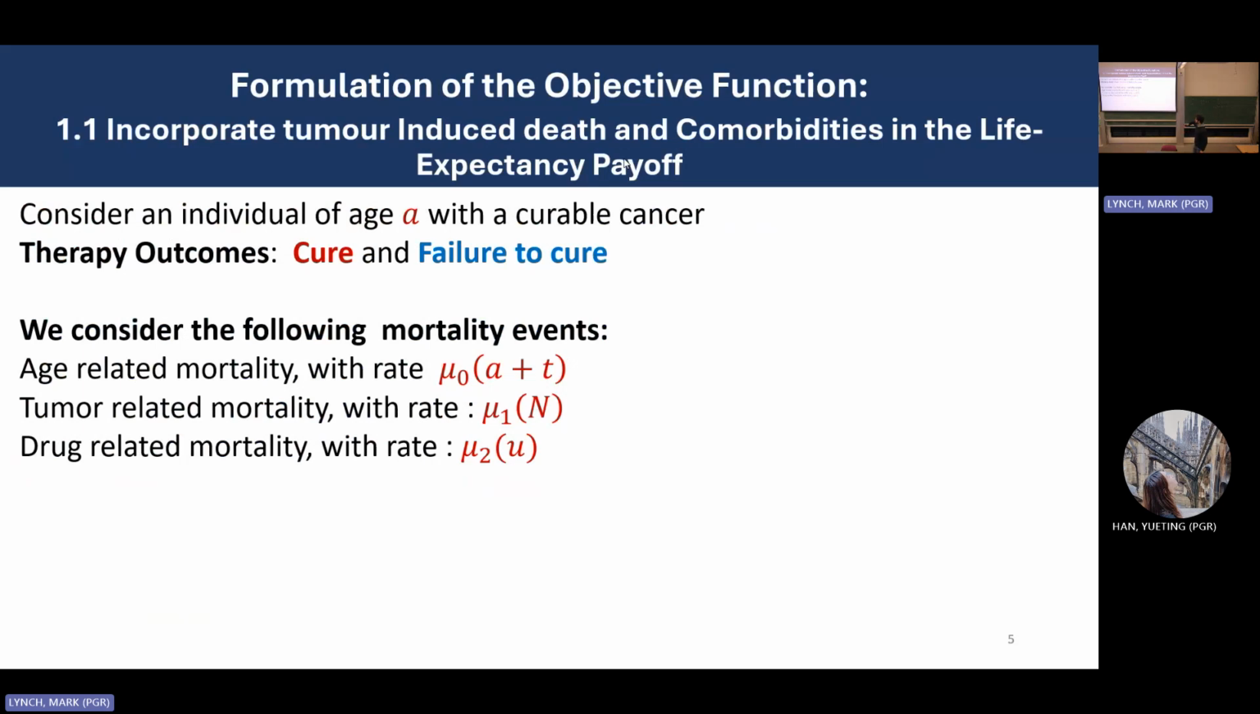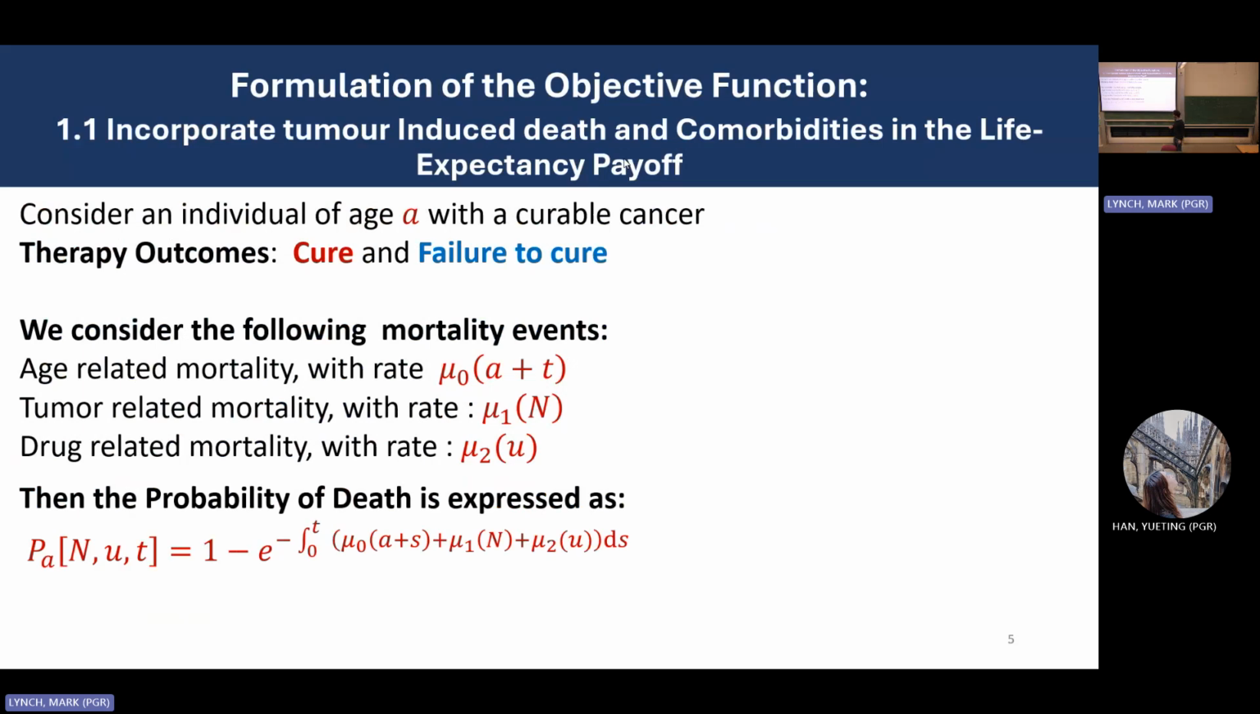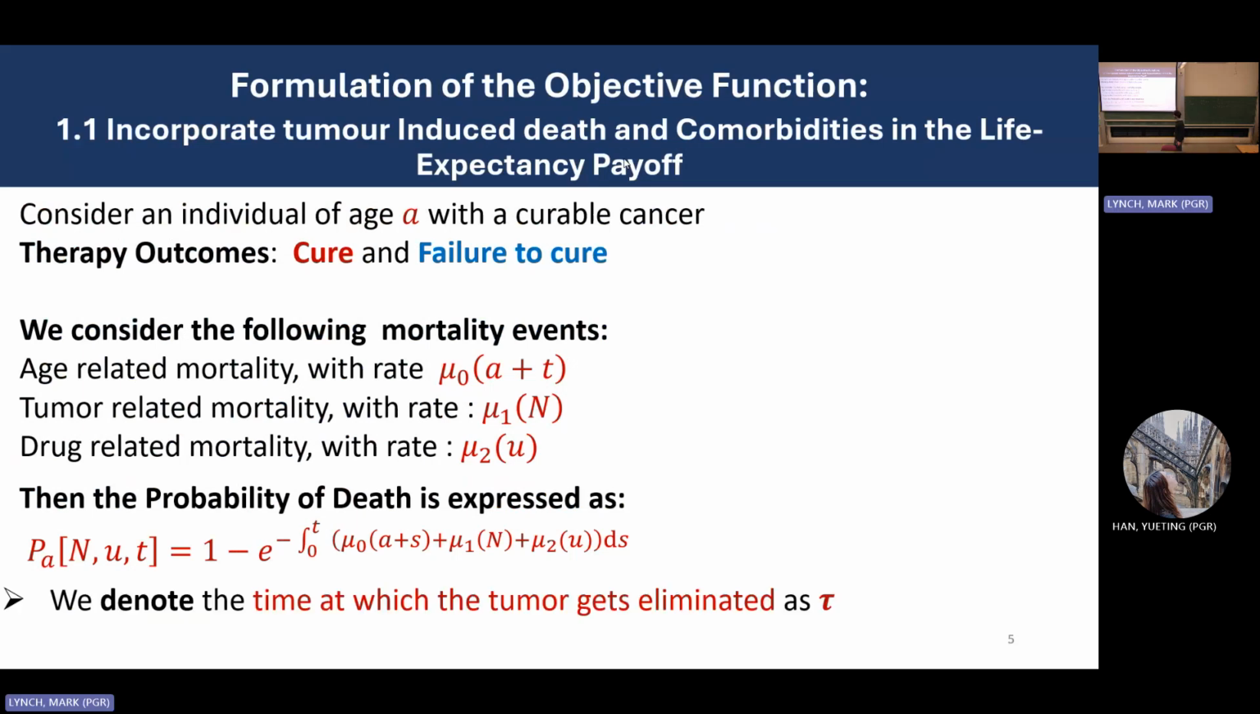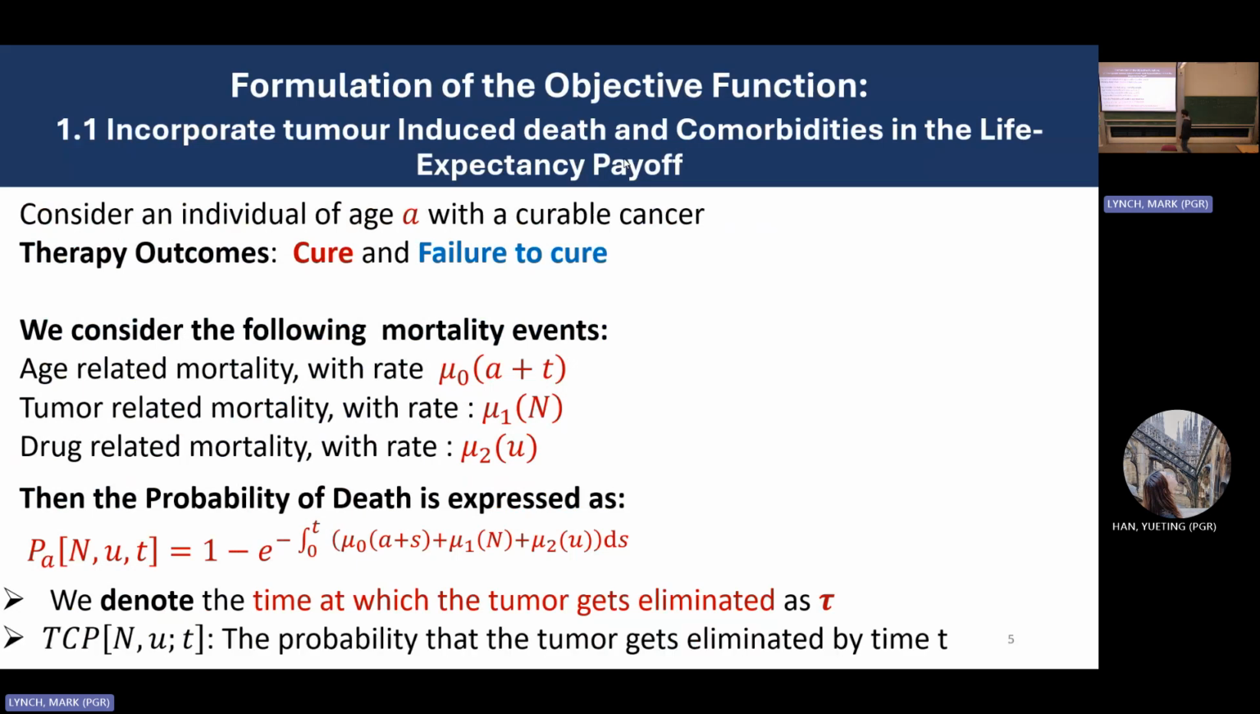So we incorporated these events by using a Poisson process. So here we have the probability of an individual dying at a certain time t. We will also use later this random variable tau that tells us when the tumor has been eliminated, in the case where the tumor gets eliminated. And to evaluate the probability of the tumor getting eliminated, we use what we call the tumor control probability, or TCP. That is a function of time and tells us the probability of the tumor to get eliminated by some time point t.